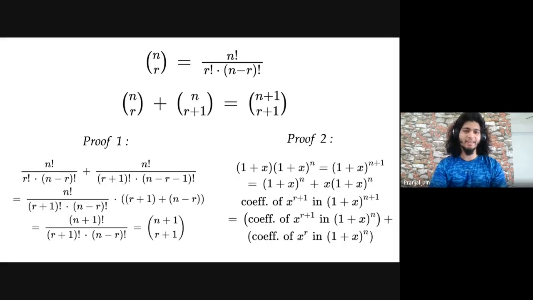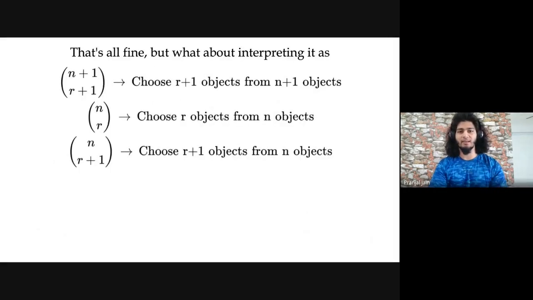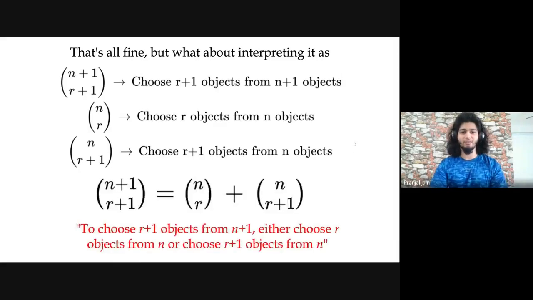So I'll be looking at a more literal aspect of this. n choose r can basically be read as choose r objects from n. So I can read this equation as: choosing r plus 1 objects from n plus 1 objects is the same as either choosing r from n or r plus 1 from n.